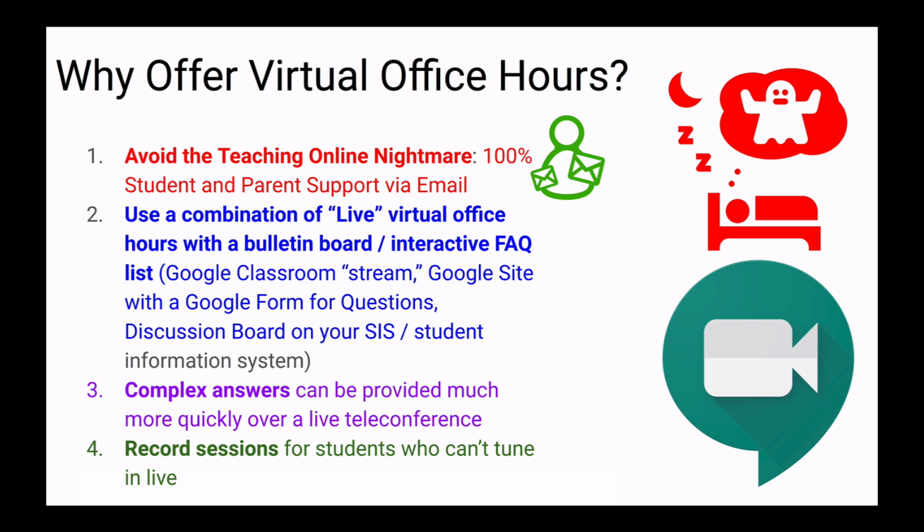So what I recommend there, number two, is a combination of both live virtual office hours and then also some kind of a bulletin board or an interactive FAQ or frequently asked questions list. And you can do this in a variety of ways. If you're using Google Classroom, you can use the stream feature that's just on the homepage when students land, allowing them, as they are by default, to be able to post questions there and you can answer them. But you can also use a Google site. And then you can have a Google form that you can embed where students can post questions. Then those questions go into a spreadsheet for you and you can answer those. And in some cases, you may answer them with a video screencast like this. In other cases, you may just be able to have text answers.